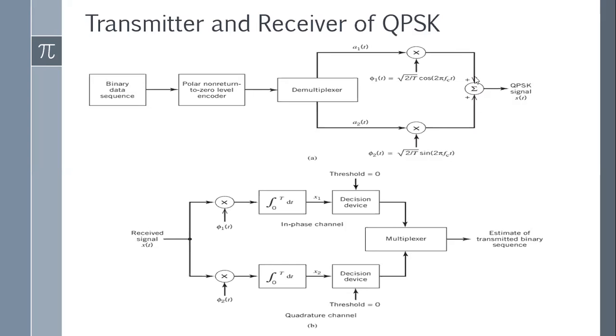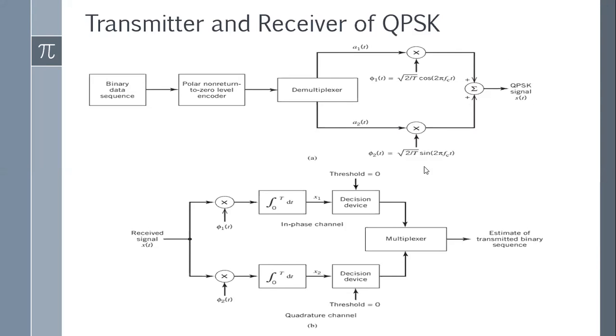Then we add these two signals, as we have seen. We add these two signals and what we get? We get a QPSK signal, which we transmit. This is the QPSK signal that we transmit through the channel. This is the transmitter part of your QPSK system.